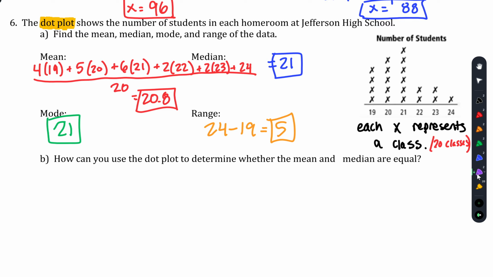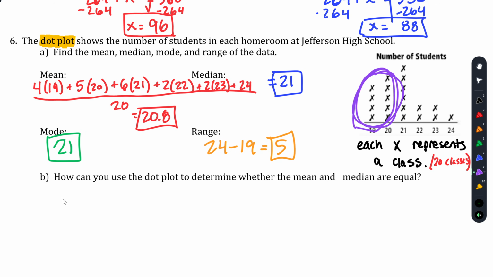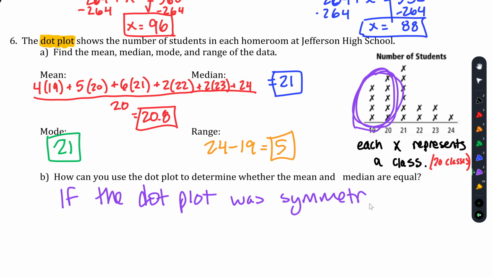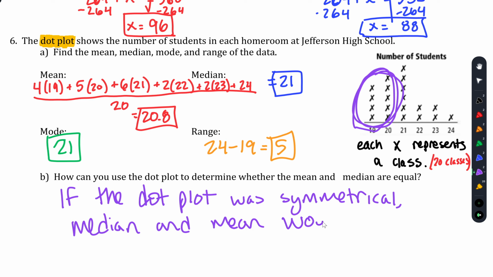my dot plot is more symmetrical, those numbers should pretty much be the same. Do you see how my dot plot has a little bit more on this left side, on this lower side? So because there's more dots on the lower side, our mean is a little bit lower than our median. So if the dot plot was symmetrical, median and mean would be the same. Any questions on that?